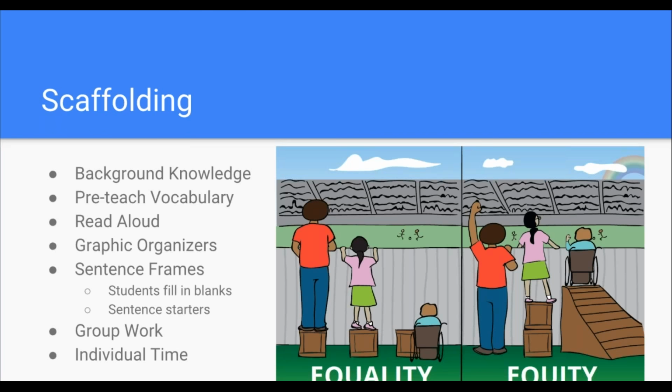From a tutoring point of view, I'm not sure if group work is available or not, but even like 1 or 2 extra students would be helpful. And then of course you can see from the picture how scaffolding can make a difference. So on the left, everyone is given the same thing, but it's not what they need. And on the right, the equity shows a picture of giving the student what they need to get them to the same level.